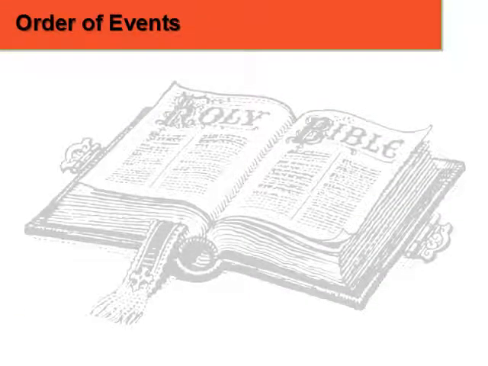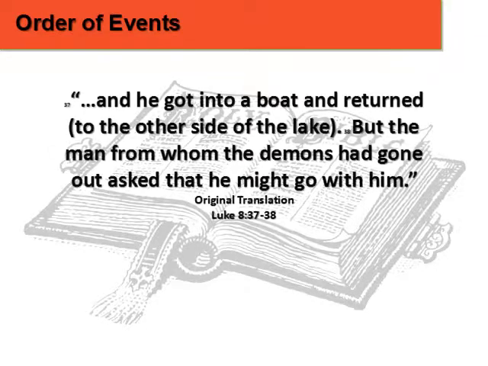Sometimes, to emphasize or highlight a point, the Bible text presents things in a different order than they occurred. Let us look at an example. Luke chapter 8, verses 37 through 38. "And he got into a boat and returned to the other side of the lake. But the man from whom the demons had gone out asked that he might go with him." Do you see what is out of order? How would you fix it?